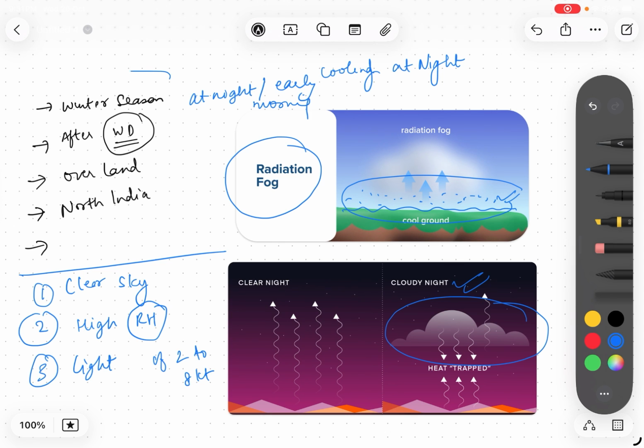It happens during the winter season. It happens after the WDs have passed. It happens over land. In India, it's in North India, right? So these are all the points that you need to know.